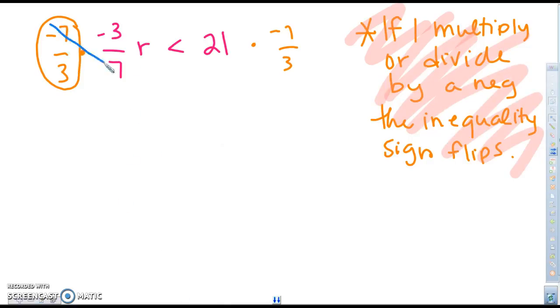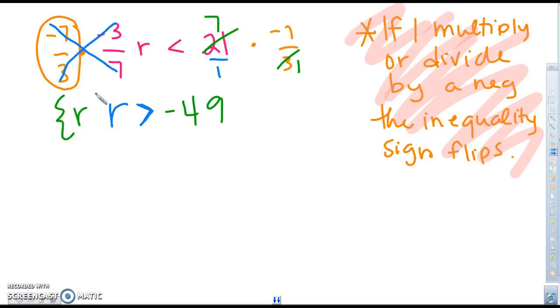So, over here, this all cancels, and I'm left with r. Because I multiplied by a negative, remember that my sign is going to flip, so instead of less than, it's now greater than. I'm going to start canceling some things out just because it'll be easier that way. I know that 21 and 3 are both divisible by 3, so that becomes a 1, that becomes a 7. 7 times -7 is -49. And we're really smart mathematicians, so we can write it in fancy form: r such that r is greater than -49, close fancy parentheses.